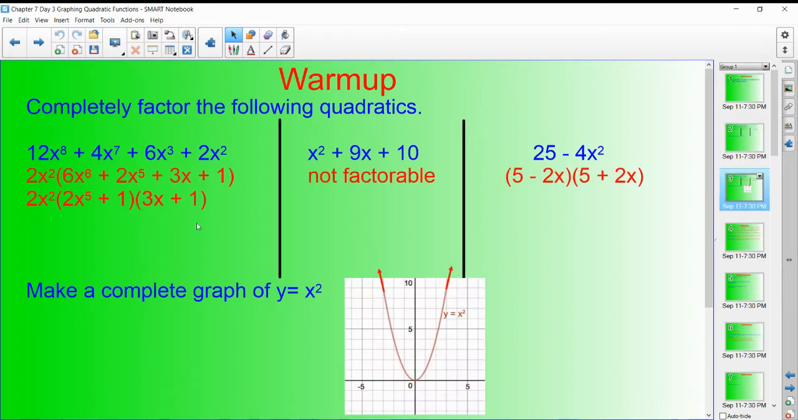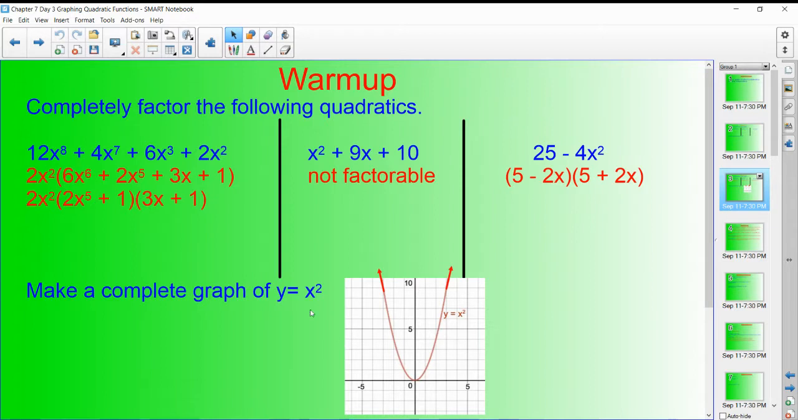Okay, so first one, we pull out a GCF, we've got a grouping problem, and we can factor by grouping. Second one, we would try X-box, but no two numbers multiply to 10 and add to 9, so not factorable. We have to be accepting of the fact that that can happen, but we need to know why that works. So the X-box doesn't work, not factorable, so we can't factor it. And then the third one's a difference of squares problem. We know it's a subtraction. We know the square roots of the first term and the last term, so 5 minus 2x, 5 plus 2x.